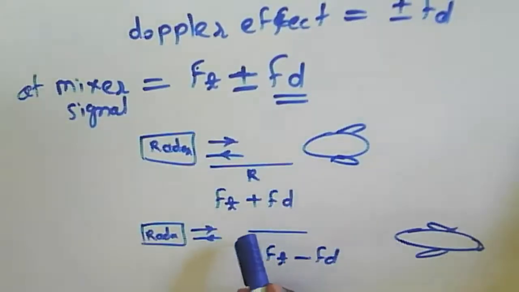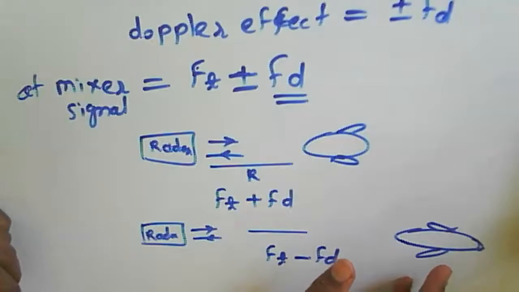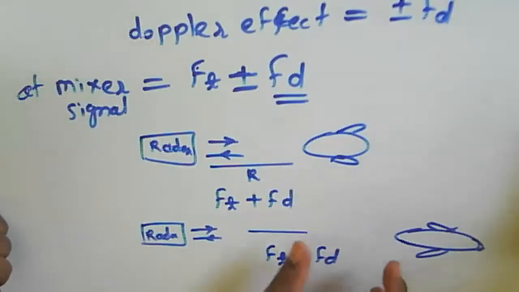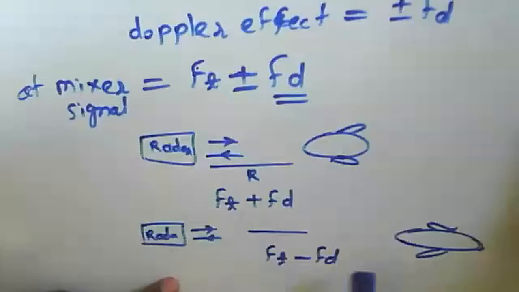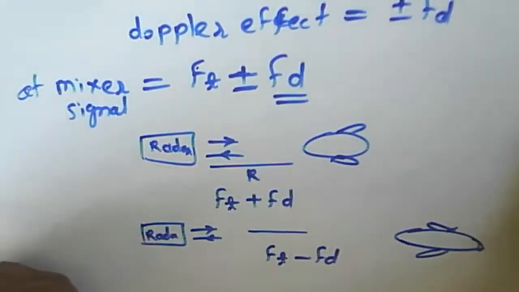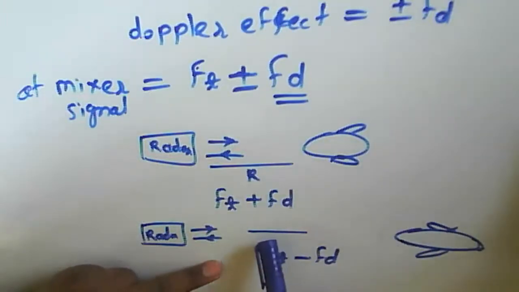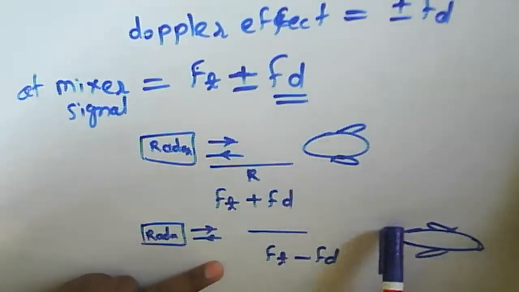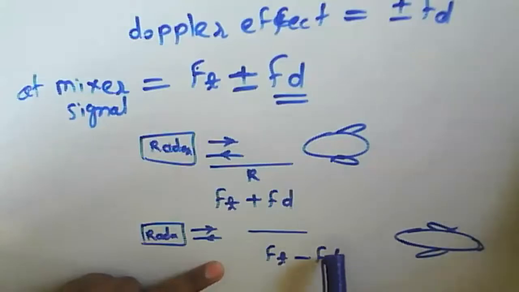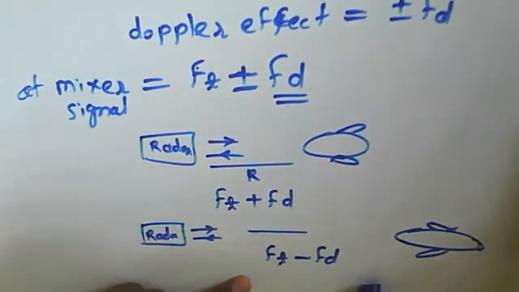And the minus sign means that the object or the target is away from the radar. The distance between the radar and this particular object is increasing, which means the target is moving away from the radar. So in that case, there will be FT minus FD.